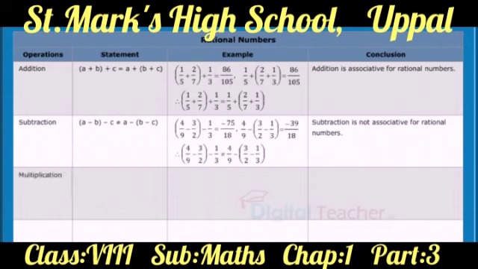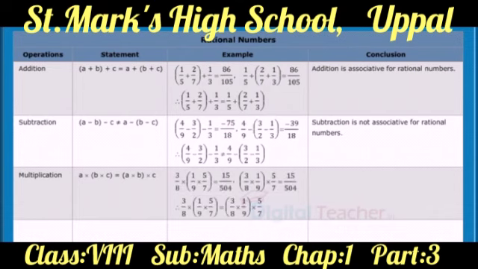Under multiplication, it states that the product of three rational numbers remains the same even if the grouping of the numbers is changed. Its example is as shown on the screen. It concludes that multiplication is associative for rational numbers.